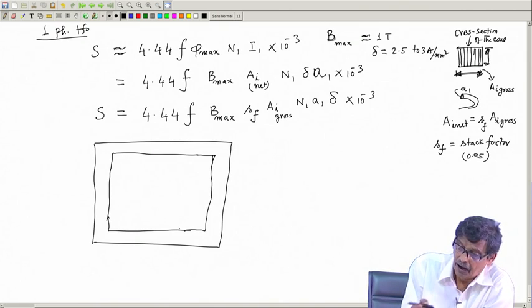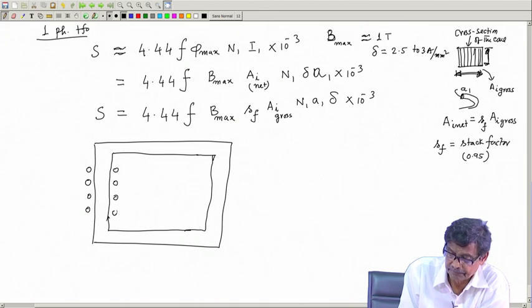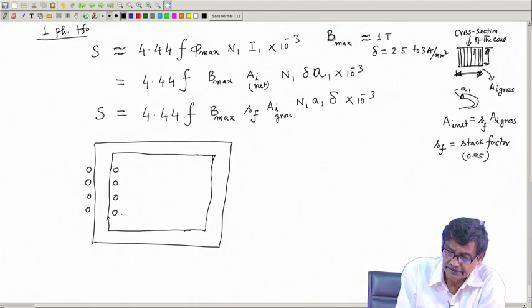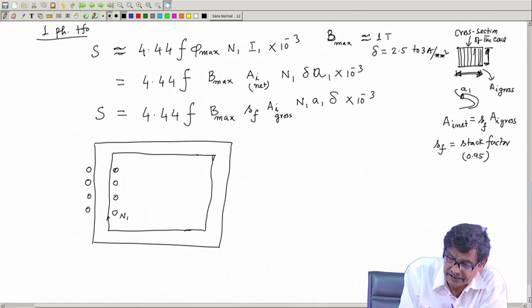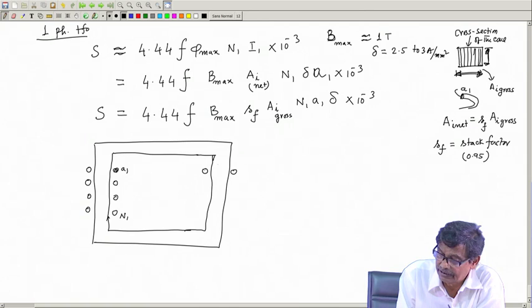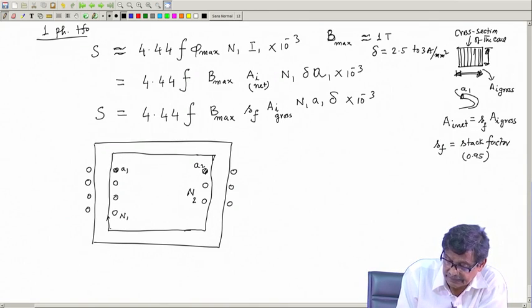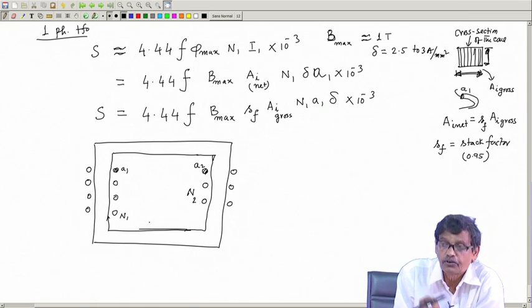Now, how many windings are there? Side 1 coils, how many sections will you see here? N1. What is the sectional area of each conductor? A1. Similarly, on the other side, the coils are wound like this, and the sectional view will appear like that. How many turns will you see here? N2. And what is the cross-sectional area? A2. This area is called the window area, in which copper will be residing.